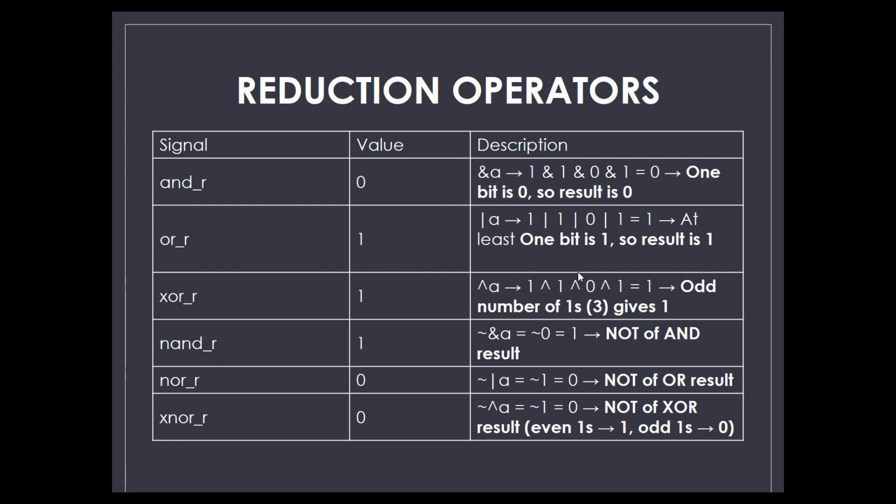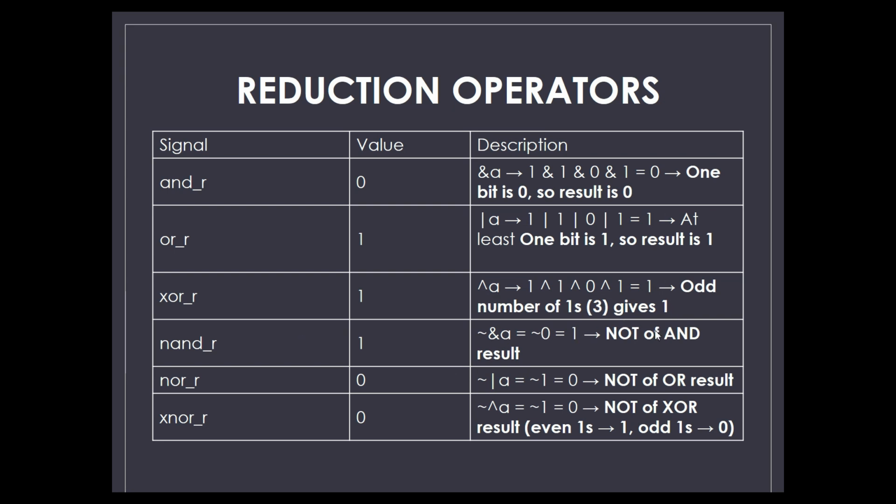What should be the output? The output will be 0 again. Now 0 XOR 1, then output will be 1. If you take a closer look at this pattern, when there are an odd number of ones, then reduction XOR will always give output as 1.